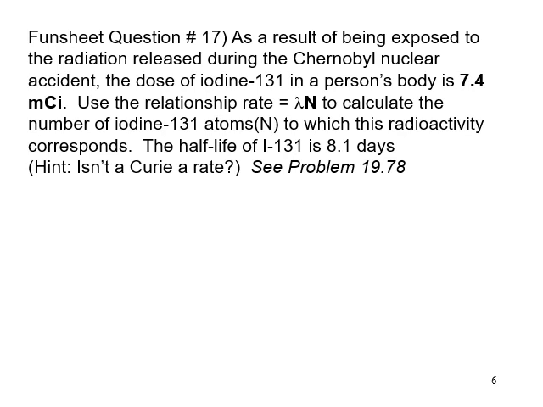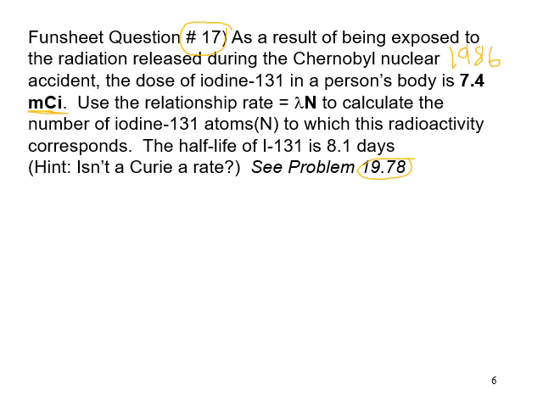So for fun sheet question 17, I asked you to look at the Chernobyl disaster and think about the dosage that they got. This is question 19.78 out of your textbook, and I think the answer is in the answer solutions at the end of your textbook, if you want to look at that. As a result of being exposed during the Chernobyl nuclear accident, this was in 1986, and I put a link on your fun sheet, a discussion board for this, the dose of iodine-131 in a person's body is 7.4 millicuries. So what does that mean?